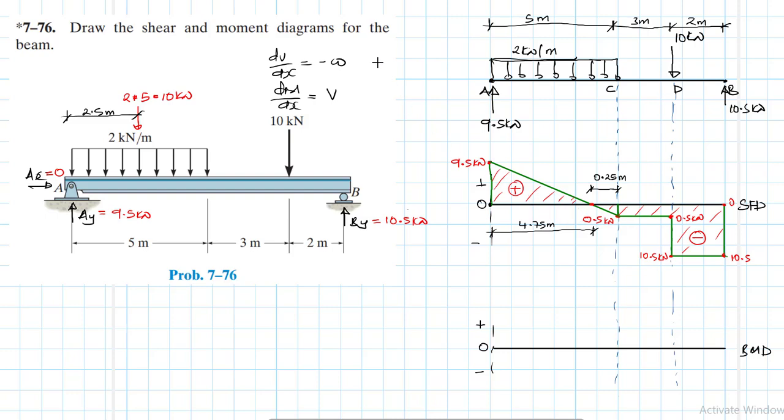The shear here, let's go for the shear. Okay, the shear is positive, is a portion that is positive and is decreasing. Okay, that is from 0 to 4.75. Therefore, we expect the slope for the moment to also be positive and decreasing, right?